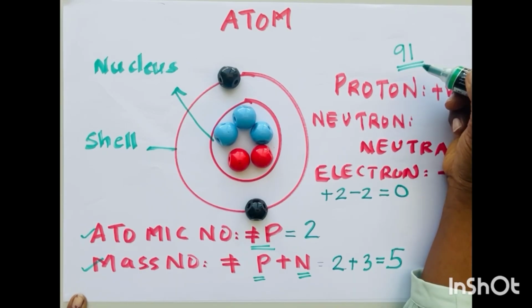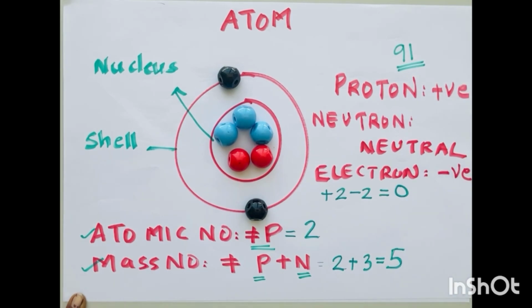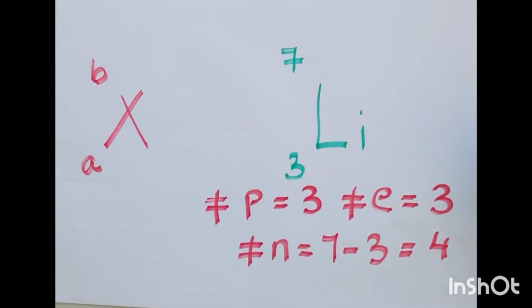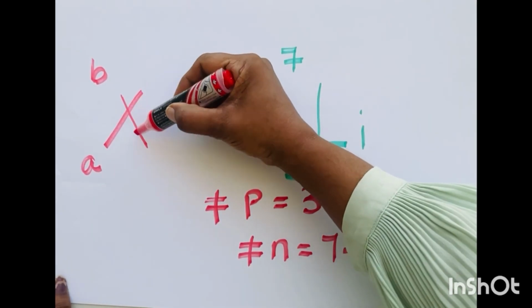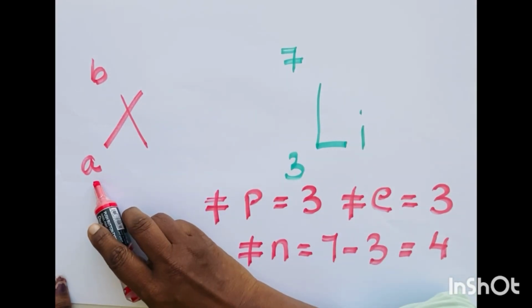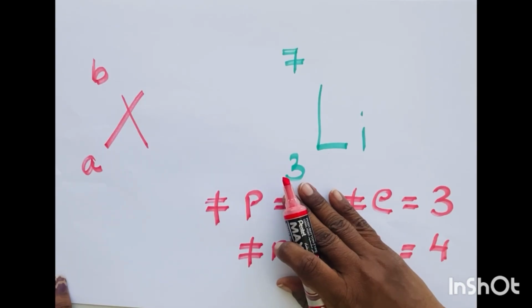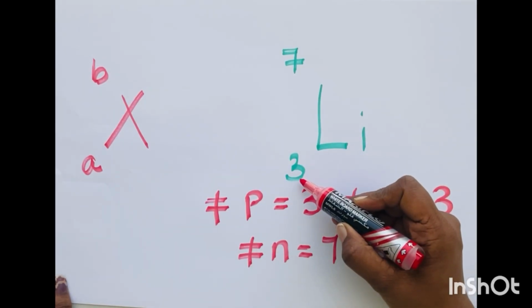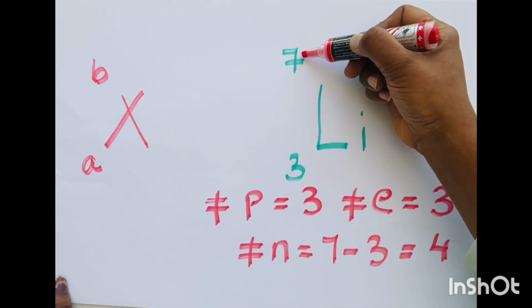Now you can see the atomic number and mass number in the periodic table. Elemental representation. Let us look at the general elemental representation. X represents the symbol of the element, A represents the atomic number, B represents the mass number. An example is lithium. Lithium has an atomic number of 3 and a mass number of 7.